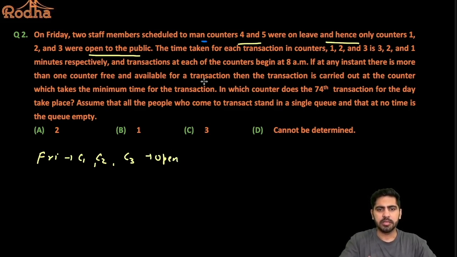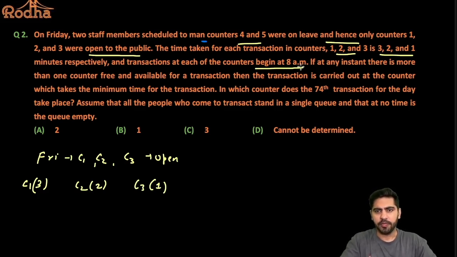Further it says the time taken for each transaction in counter number 1, 2, and 3 is 3, 2, and 1 minutes respectively. So counter number 1 takes 3 minutes for a transaction, counter number 2 takes 2 minutes, and counter number 3 takes exactly 1 minute. Each of the counters began at 8 a.m. If at any instant there is more than one counter free and available, then the transaction is carried out at the counter which takes the minimum time.